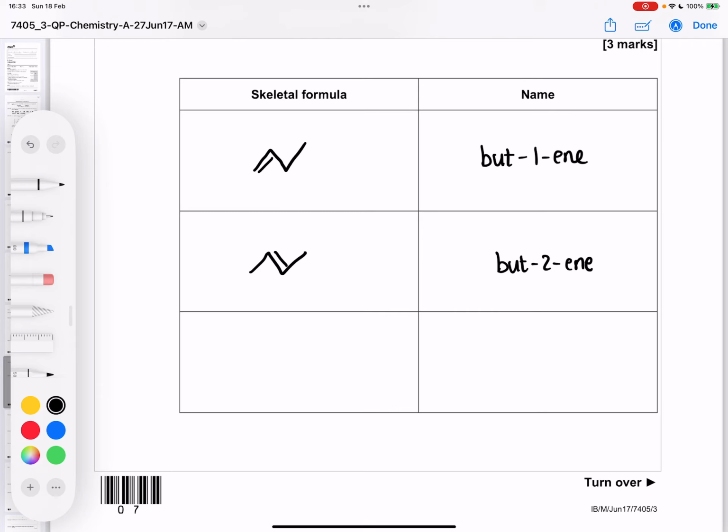And then we remember that alkenes can have E and Z. Now but-1-ene can't have E and Z because each carbon of the double bond doesn't have 2 different groups attached, but but-2-ene can. This one that we've drawn has got the methyl groups going off in opposite directions, so this is the E-but-2-ene. We could get the Z-but-2-ene where the groups are on the same side, and we've got that there.